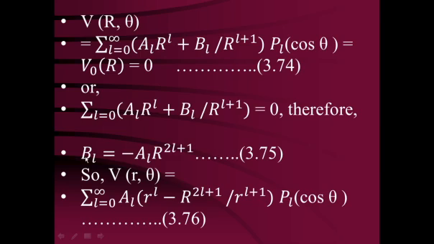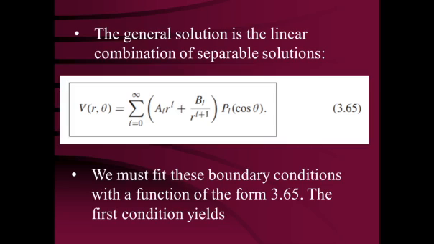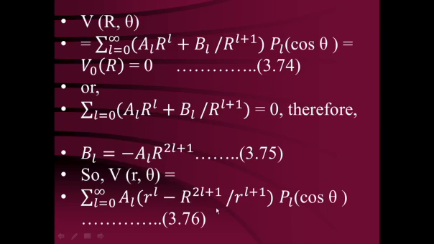From this, making the subject of the formula Bl, that is equal to, in terms of Al. So, Bl is equal to minus Al R capital R raised to 2L plus 1. So, we can substitute now the value of Bl in terms of Al in our original equations. That is, in this equation we can substitute that V(r, θ) is equal to sigma L is equal to 0 to infinity Al r to the L. Here also Bl we are substituting in terms of Al. So, minus Al capital R raised to 2L plus 1 upon small r raised to L plus 1. So, that is the way we get this equation.